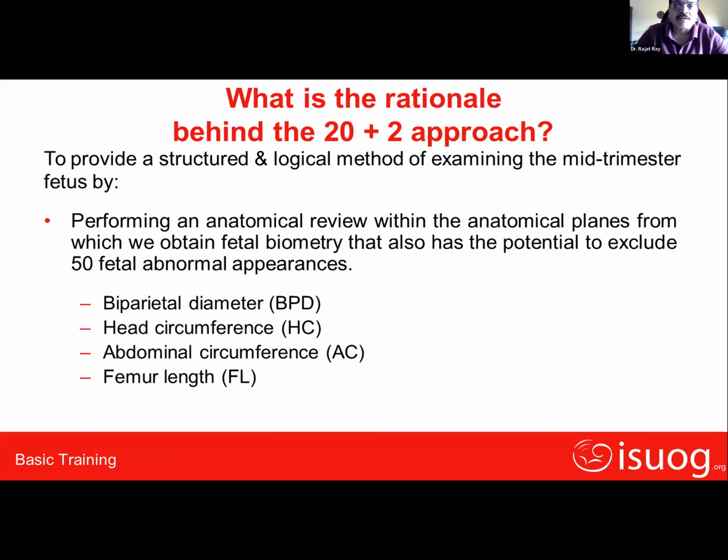What is the rationale? It is to provide a structured and logical method of examining the mid-trimester baby by performing an anatomical review within the anatomical planes from which you obtain the fetal biometry, that also has the potential to exclude 50 fetal anomalies or abnormal appearances. The basic biometry which you do in the mid-trimester are 4: biparietal diameter, head circumference, abdominal circumference, and femur length.